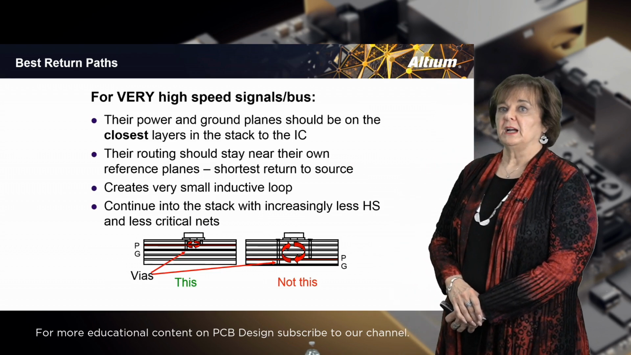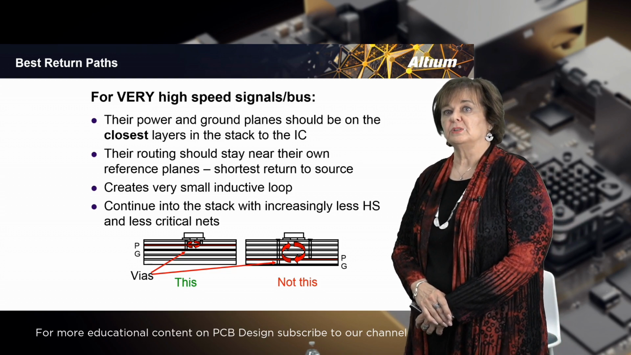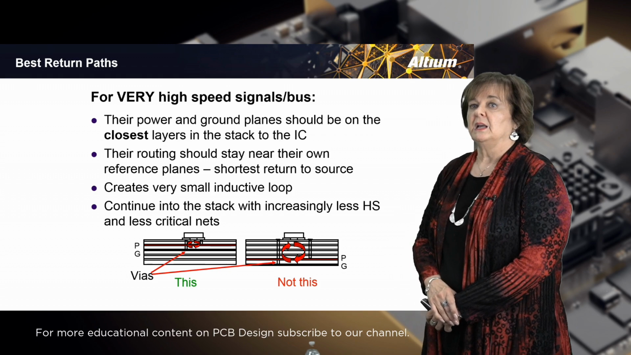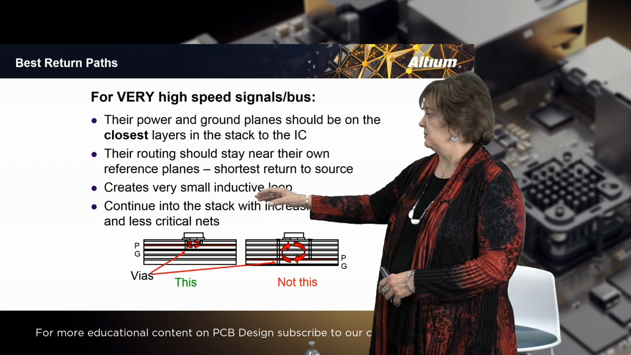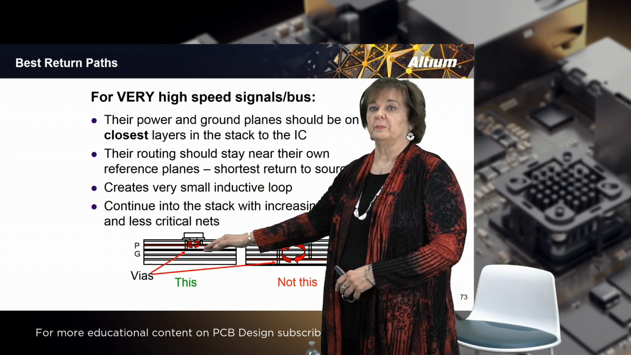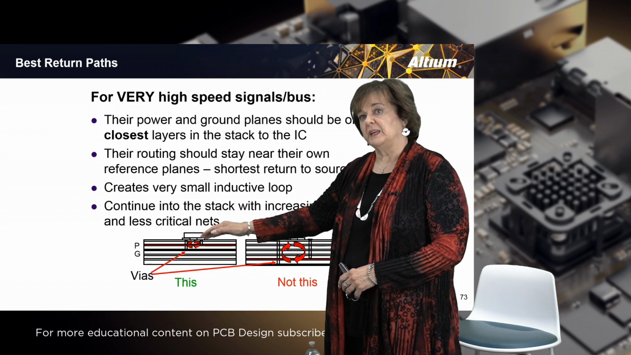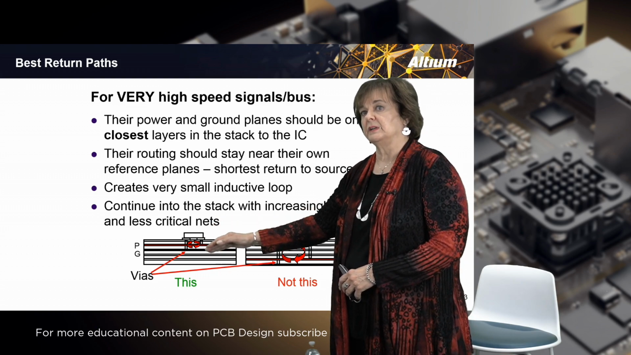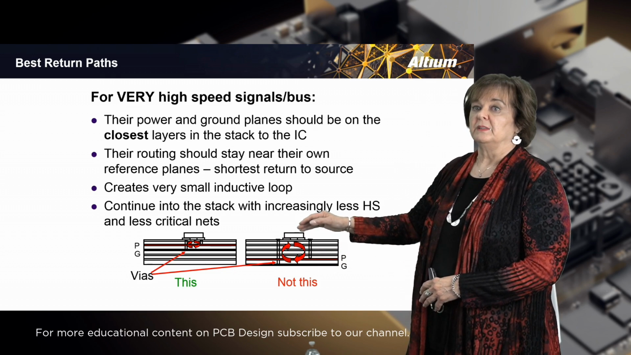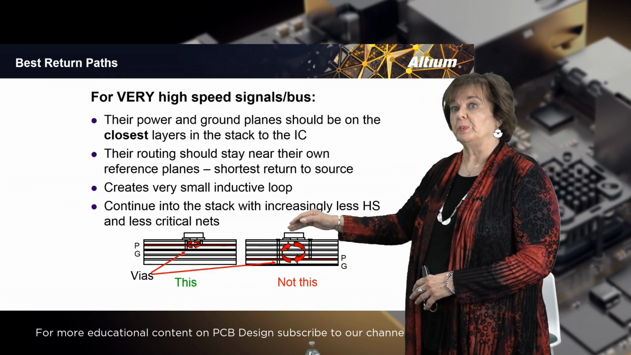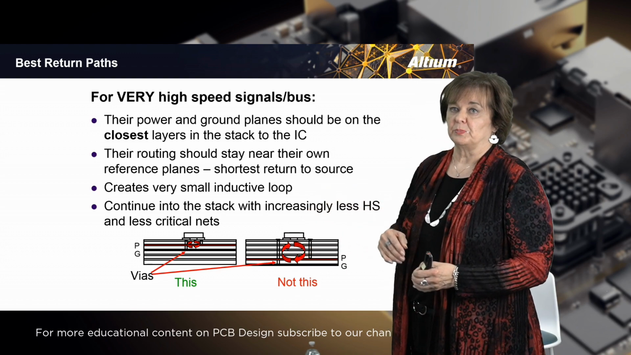If you're working with very, very high speed signals in the gigabit range, the power and ground pins should be on the closest layers in the stack up to the IC. That is because you want to be sure that you contain that area to the smallest areas possible. So if you're putting the power and ground on these two layers here for this particular device, then the energy is contained within that very small region. If you put them down away from the part, like in the middle of the board, then there's much more of a loop area that is created, and you have to contain that loop area for the highest speed signals.